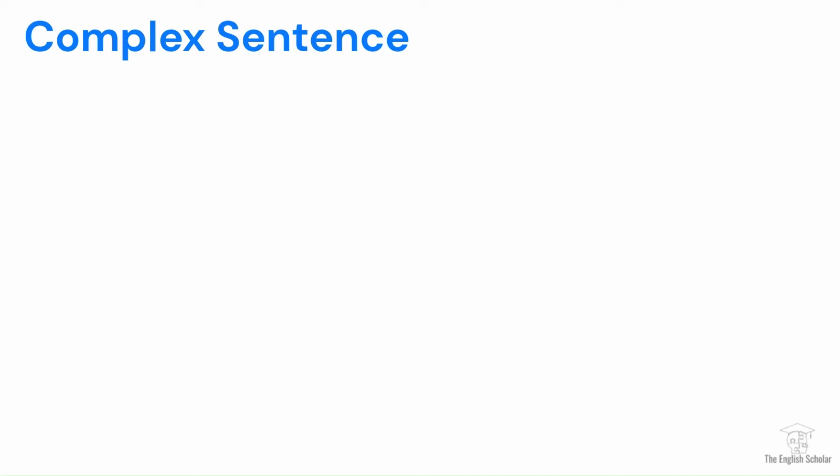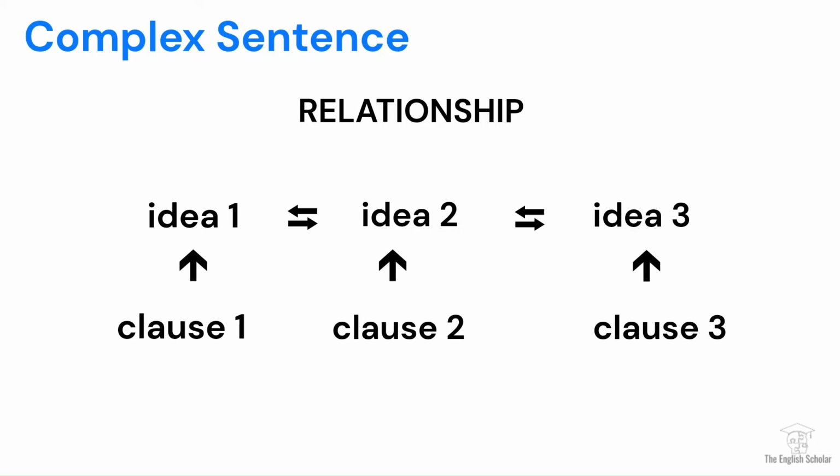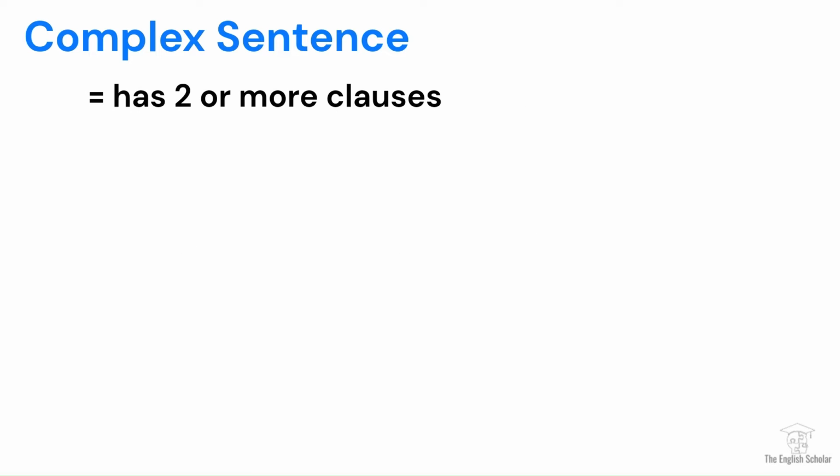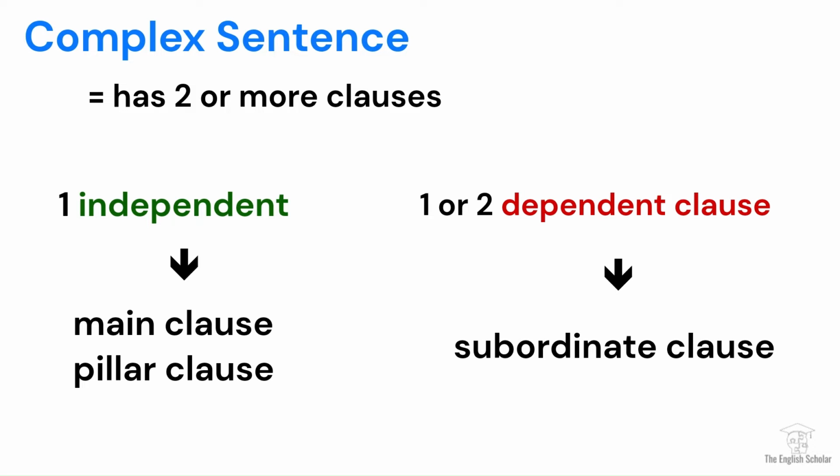Complex sentences are used to show a specific relationship between two or three ideas contained in the clauses and clarify which among them is more important. Complex sentences contain two or more clauses, with one independent clause being the main clause or the pillar clause, and one or more dependent clauses being the subordinate. They are connected using subordinate conjunctions.